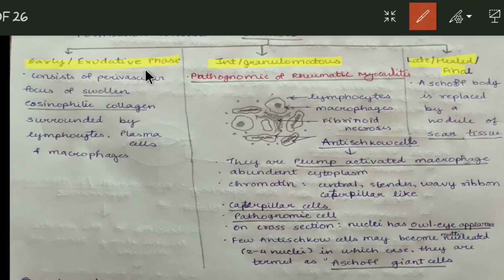The early or exudative phase consists of a perivascular focus of swollen eosinophilic collagen surrounded by lymphocytes, plasma cells, as well as macrophages. The intermediate or granulomatous phase is pathognomonic of rheumatic myocarditis. Here you can see the small lymphocytes, macrophages, and in between that fibrinoid necrosis is present, and some cells, modified macrophages, are also there.